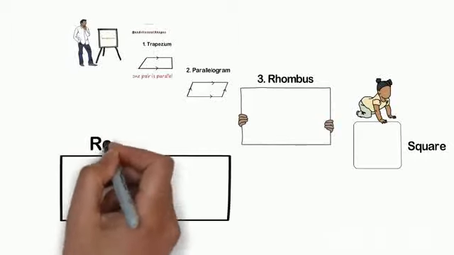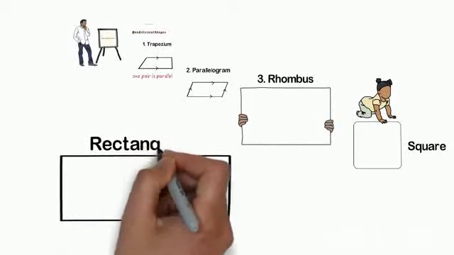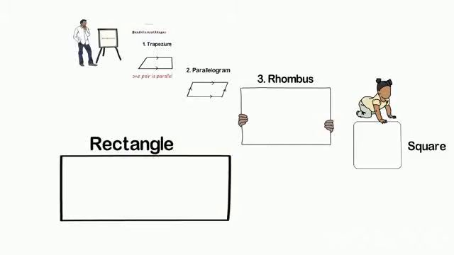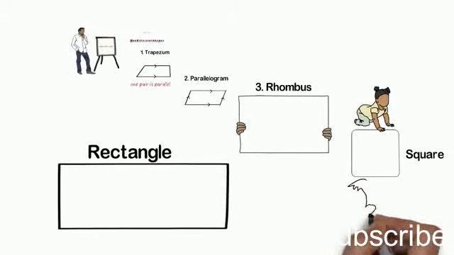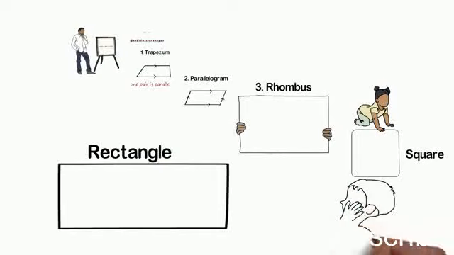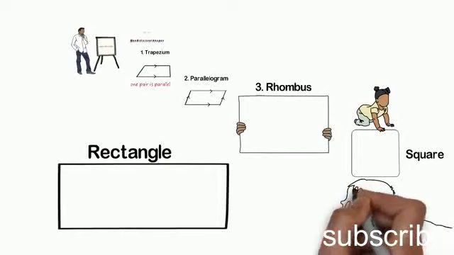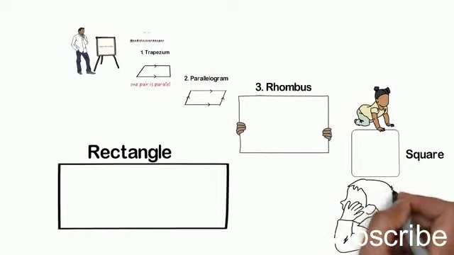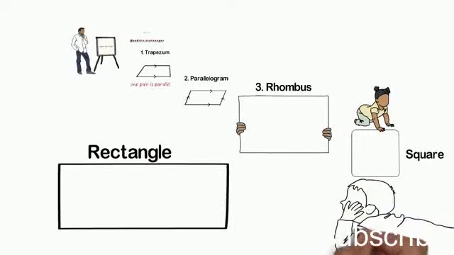Then I move on to another quadrilateral, which is a rectangle. Now, a rectangle has a length and a width. Now, these are the quadrilaterals, and before you calculate the area of all these, you just need to know the properties.